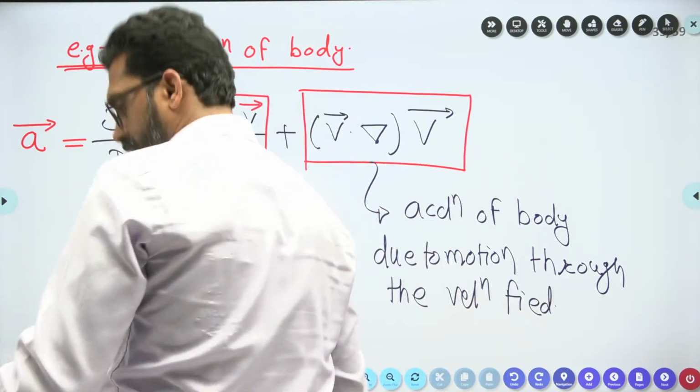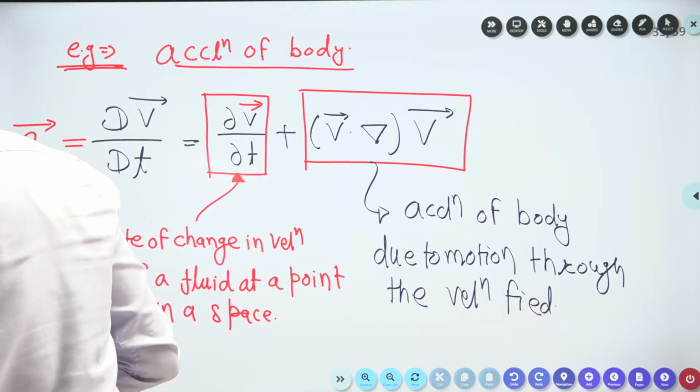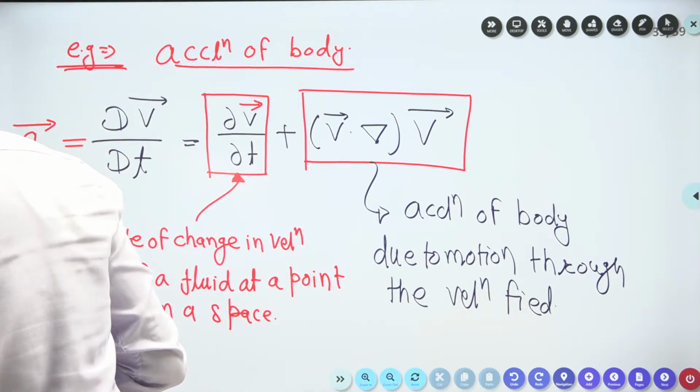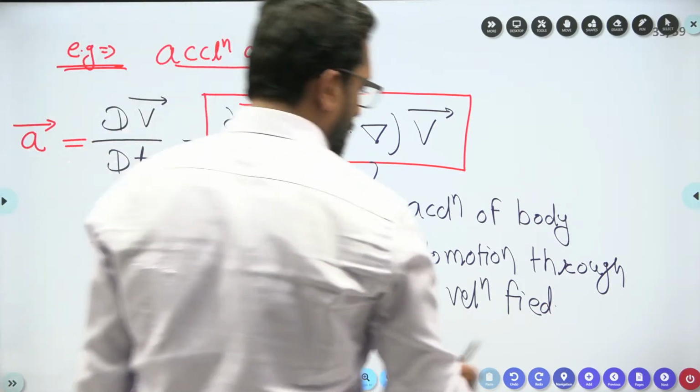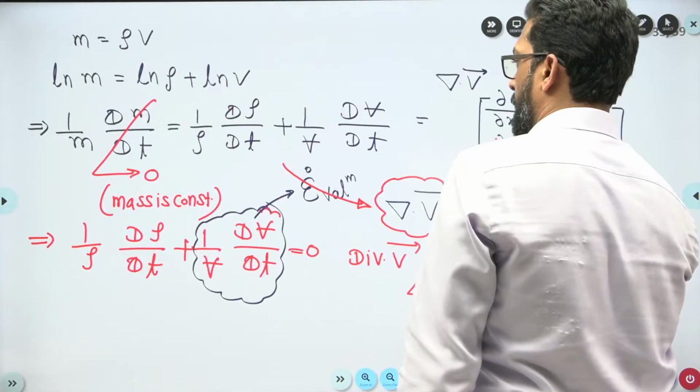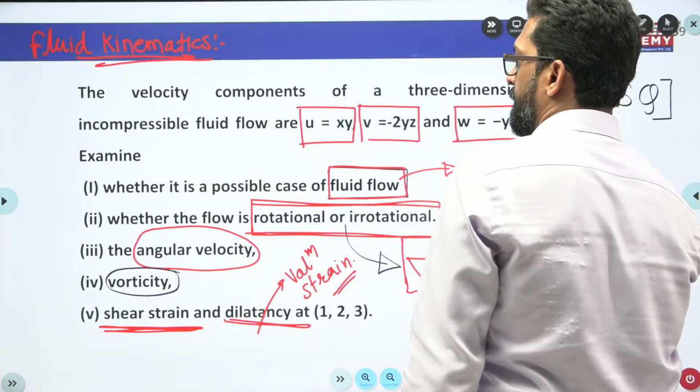Through the velocity field. That's it. अब उस प्रॉब्लम को देखते हैं बेटा. अब हम उस प्रॉब्लम को देखते हैं. कौन सा प्रॉब्लम है? अब ये टोटल निकल जाएगा. आप ये निकाल सकते हैं.